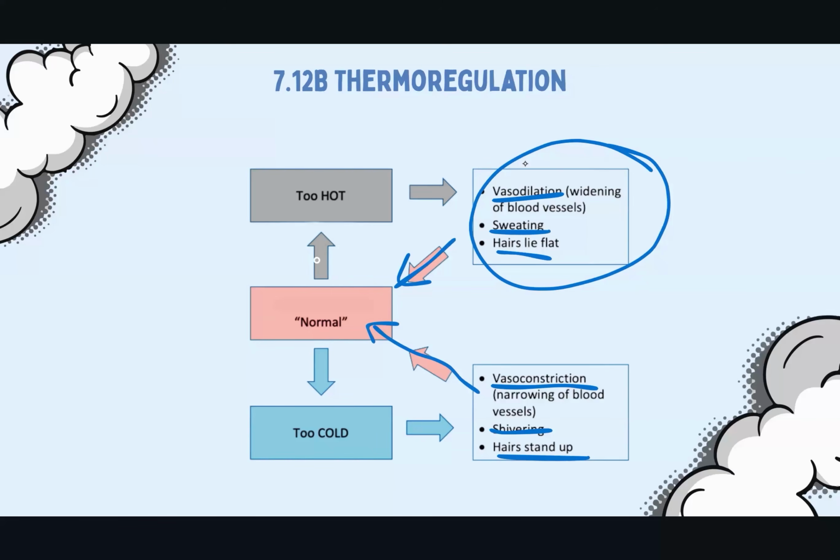At some points, it can go too hot. So our body cools it down. When it goes too cold, our body warms it up. So our body works a little bit like a thermostat.